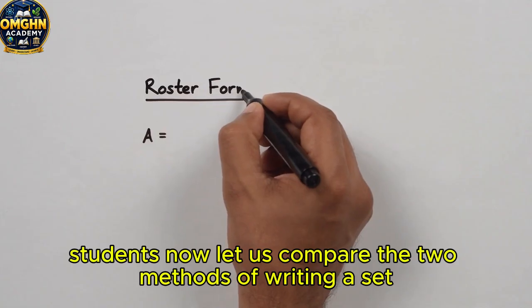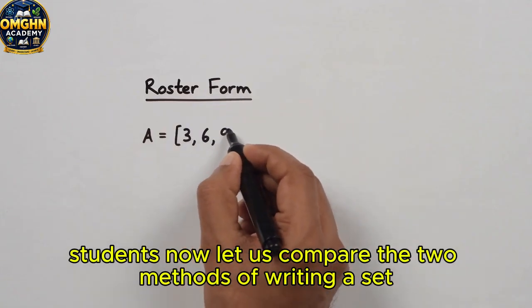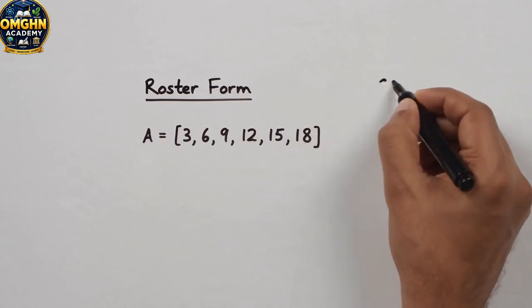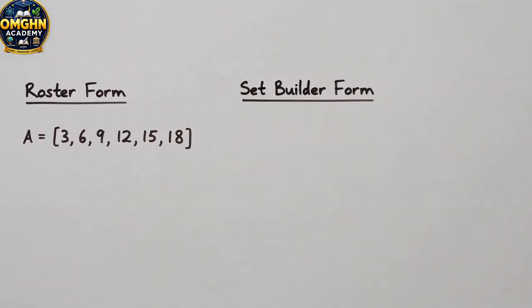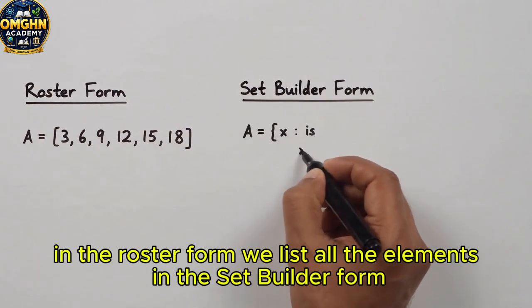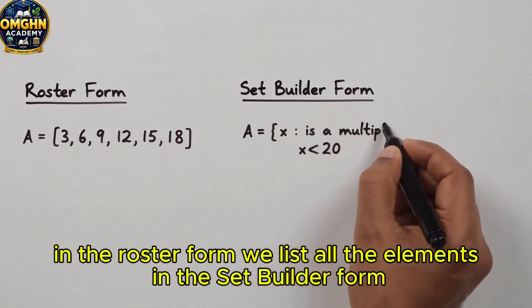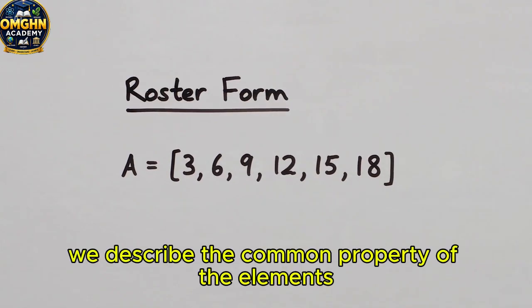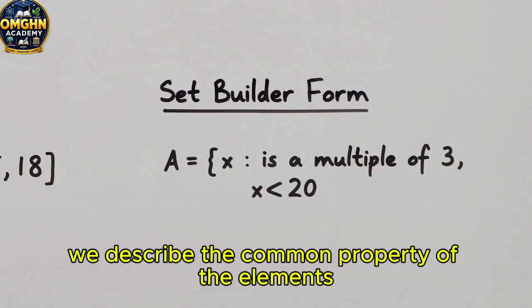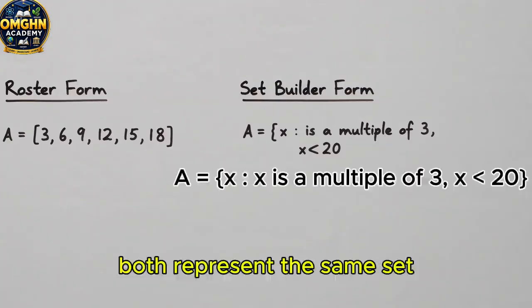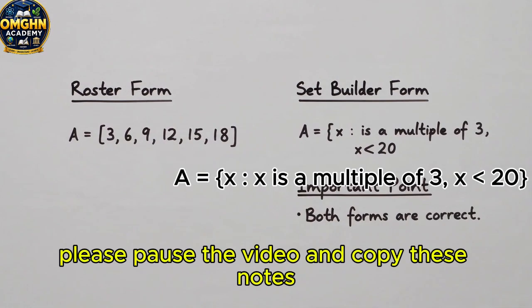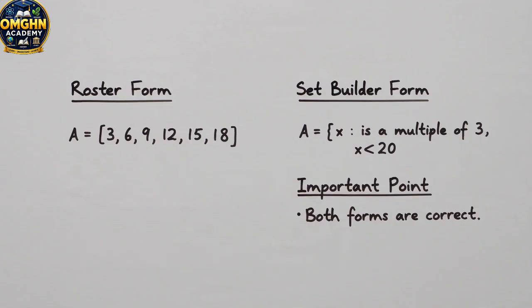Students, now let us compare the two methods of writing a set. Observe both forms carefully. In the roster form, we list all the elements. In the set builder form, we describe the common property of the elements. Both represent the same set. Please pause the video and copy these notes.